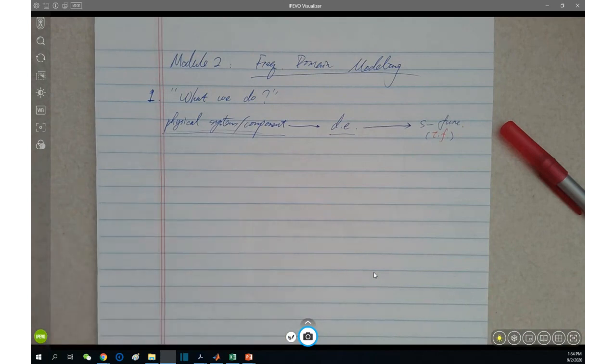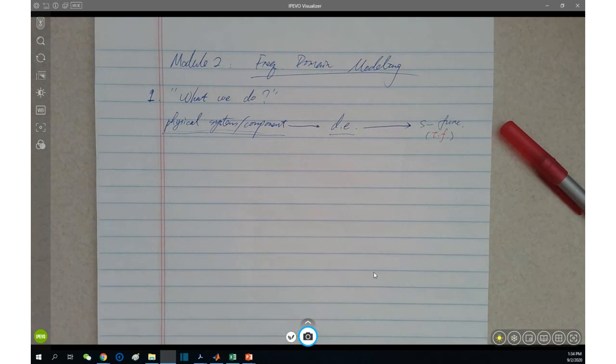Okay, remember, so far we don't know any other better method to accurately represent a given physical system or component. Only differential equation. Differential equation is the best way so far to describe the input and the resulted output, or say the system behavior or component behavior. The best way is nothing but differential equation.